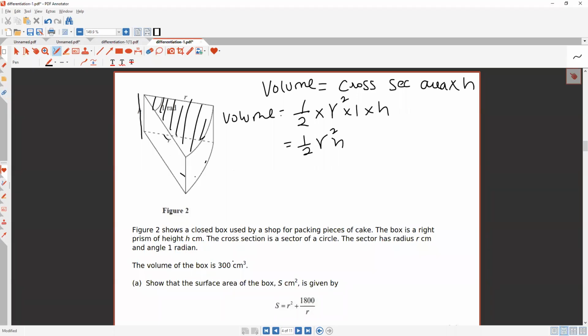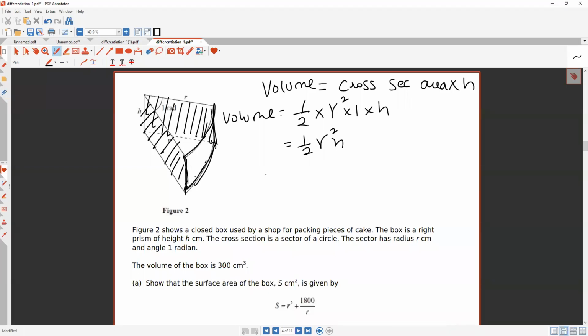Okay. Now let's talk about surface area. When we talk about surface area, you can see that I have a rectangle here, which is h into r. I have another such rectangle over there also, which is h into r. Two rectangles I have. And I have this area as well, this rectangle.